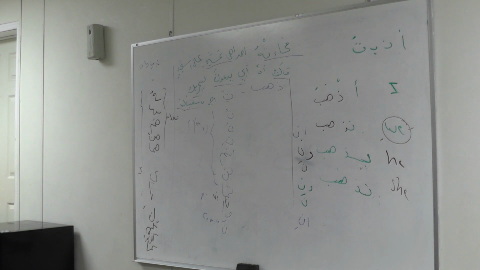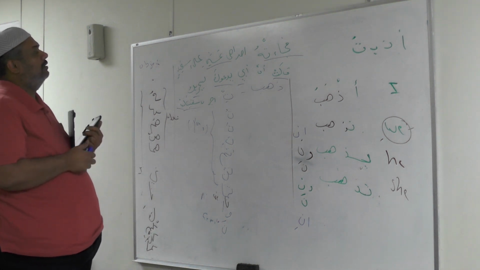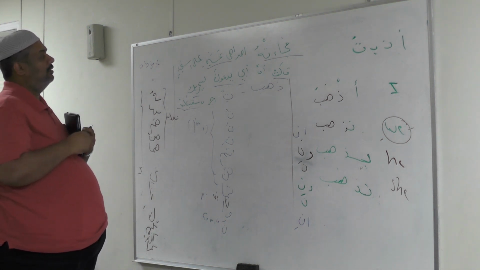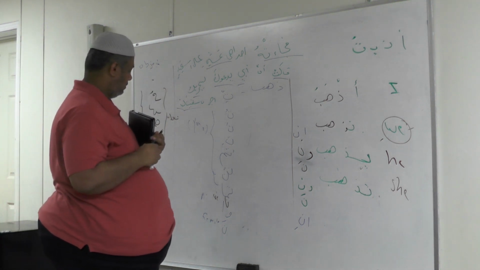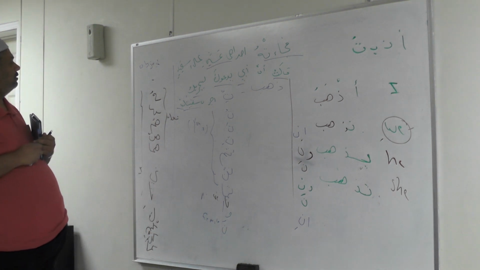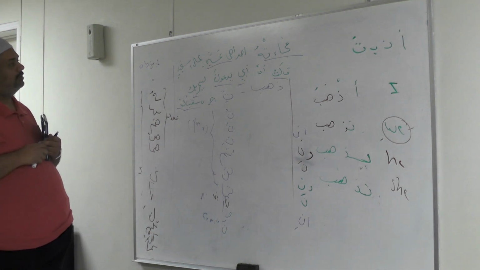فجاءته. What does جاء mean? Came. فجاءته, جاءته. I want verb, subject, object, and tense. You could tell 4 things from this word. All 4. جاءته gives you 4 things: the verb, the subject, the object, and the tense.